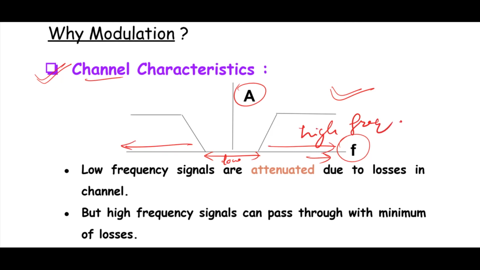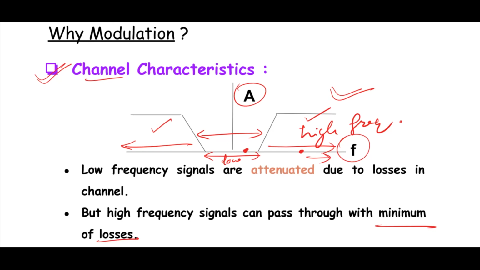These are the general characteristics of your channel, right? The channel basically attenuates all the values, or after some time the signal will get attenuated. Your low value signals can get attenuated due to the resistance offered by the channel, and it will allow the high frequency signals easily. That is again one reason we are shifting from the low frequency region to the high frequency region, so that we can easily transmit on the channel, and that too with a minimum of losses.